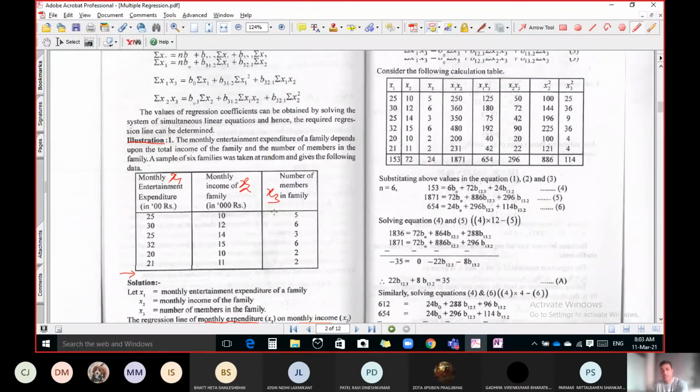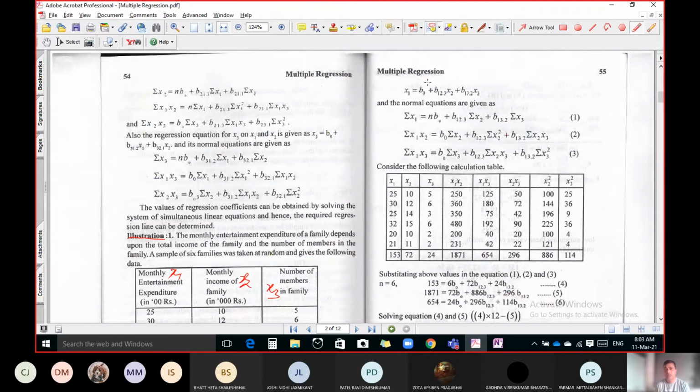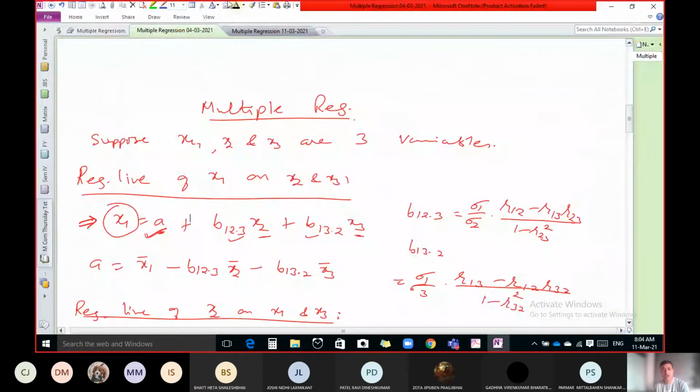Instead of a you can write any other symbol. Here it is written as b0. No problem at all, you can use any symbol in place of a. So x1 is a plus b12.3 x2 plus b13.2 x3. So this is our regression line. Now by using the least square method we get the following normal equations. So these normal equations you have to learn. How to learn these normal equations?